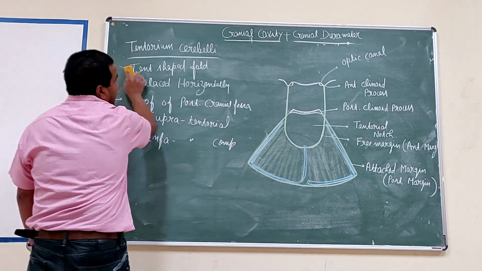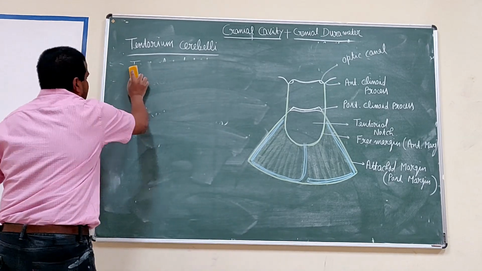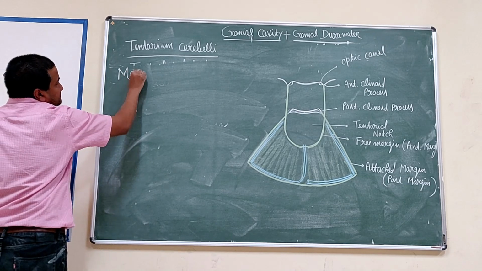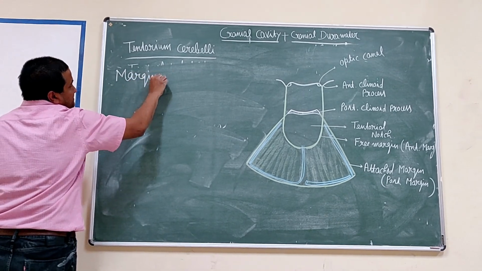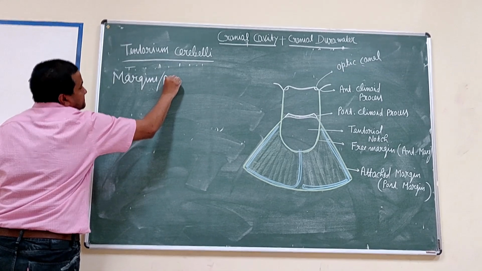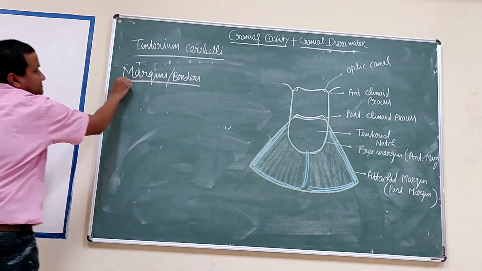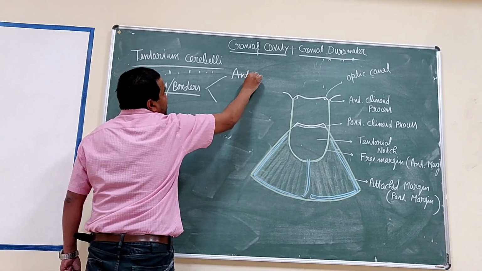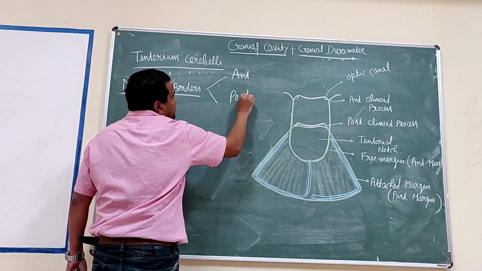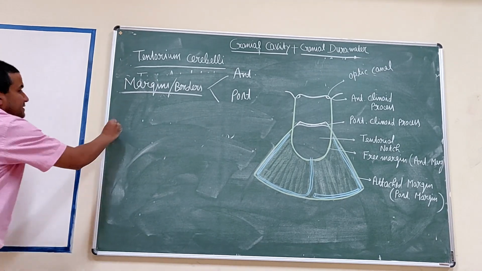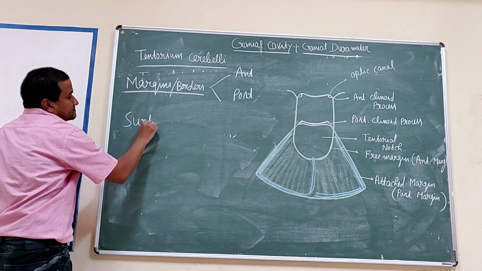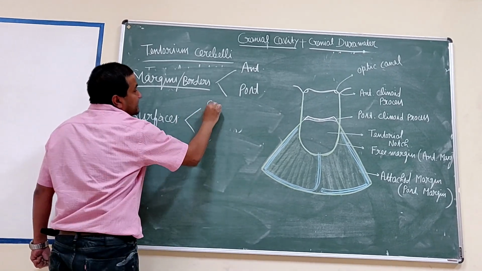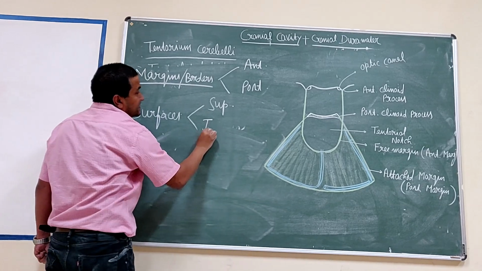This tentorium cerebelli has two margins or borders. They are the anterior and the posterior margin. It has two surfaces. The surfaces are the superior and the inferior surface.